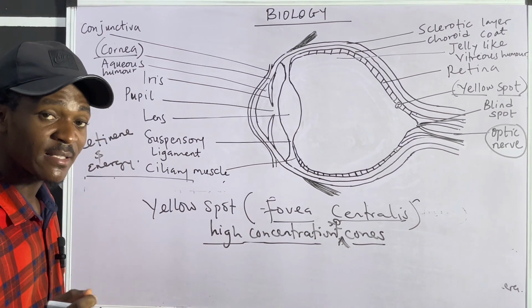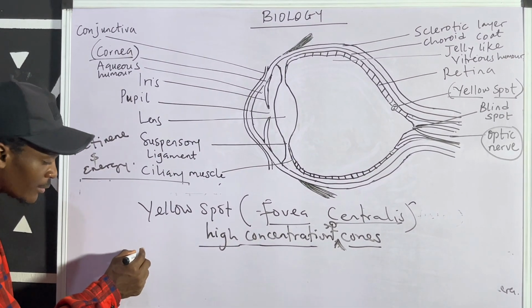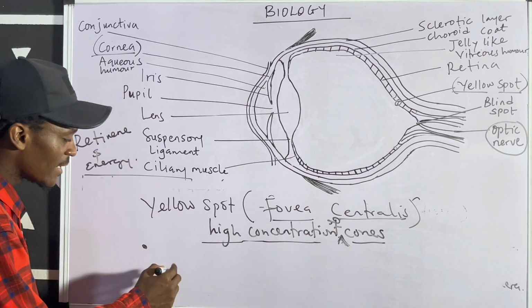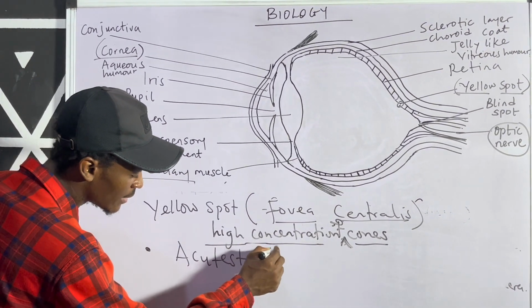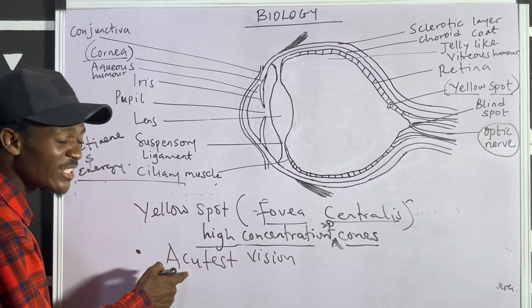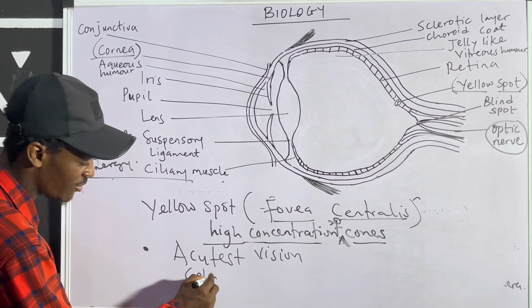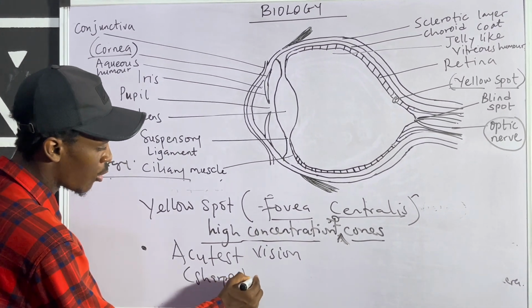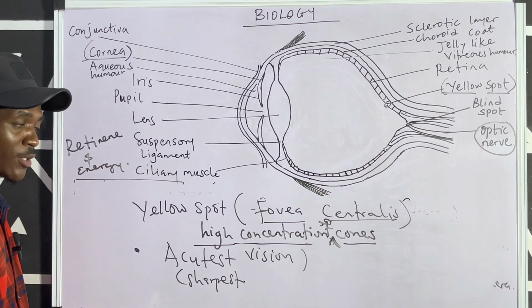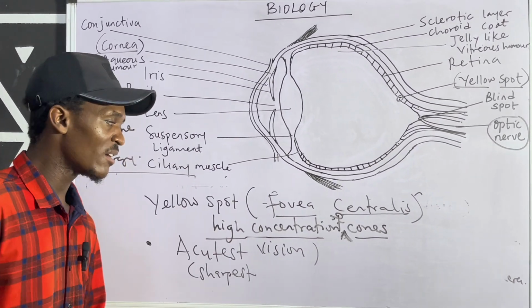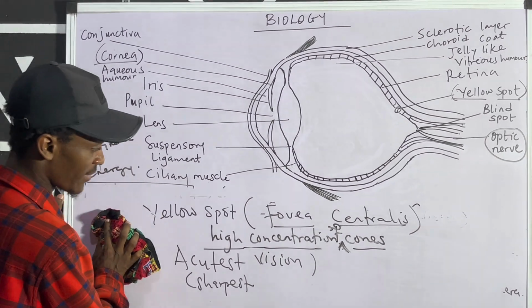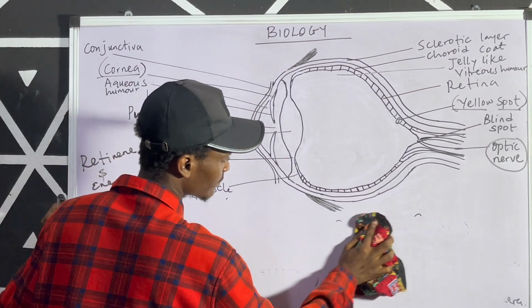So if it contains a very high concentration of cones, it means that the fovea centralis is very active. Hence, if you are asked a question, the part of the eyes with the acutest vision, and when I say acutest vision, I'm referring to the sharpest vision, is actually what? The yellow spot. So the yellow spot is the part of the eyes with the acutest vision. So don't forget that. You can take note of this.